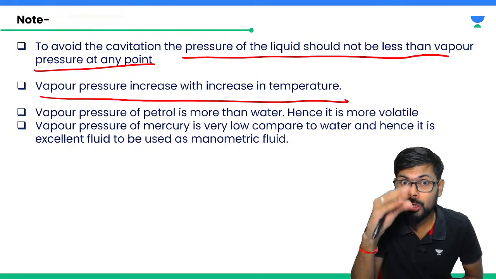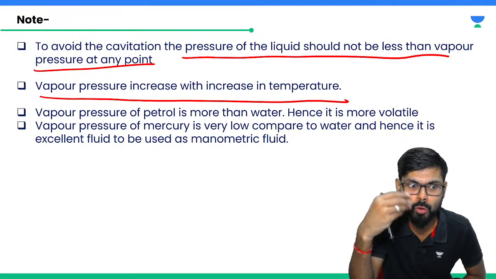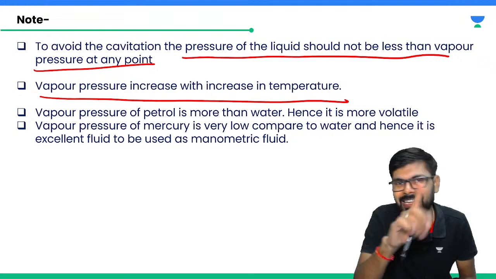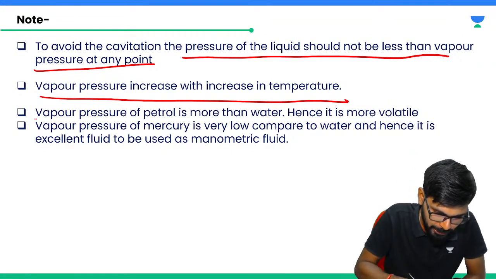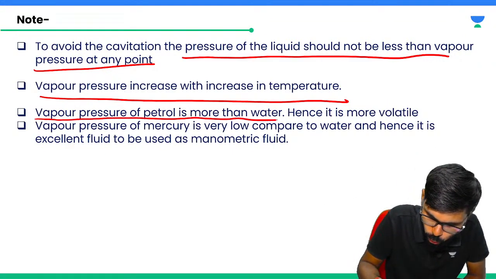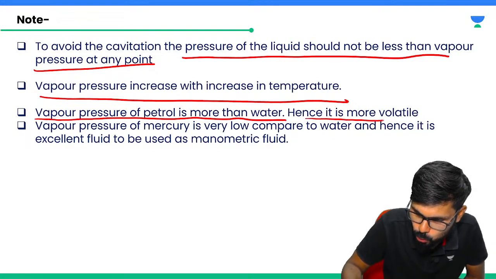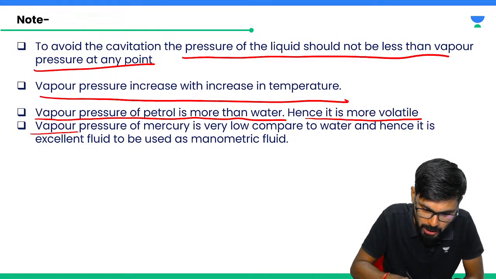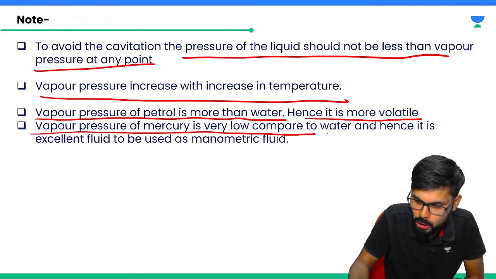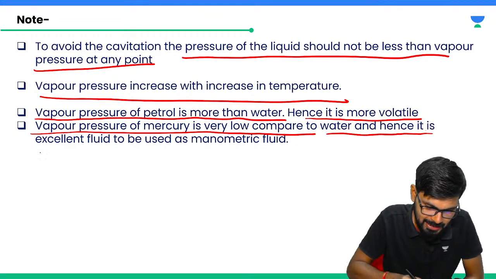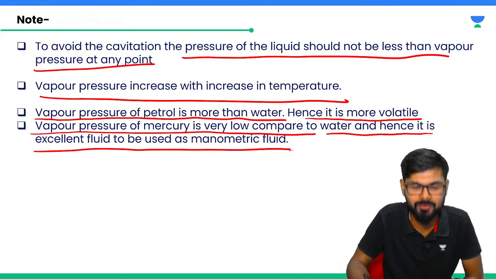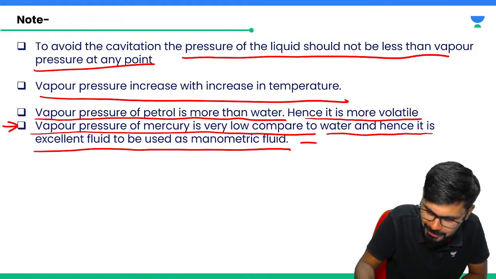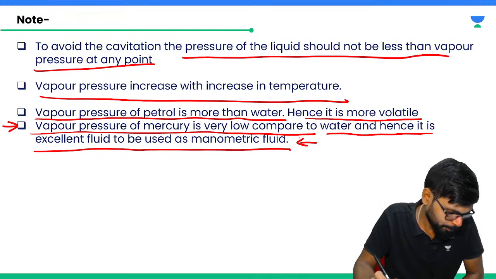that petrol is more volatile. Why? Because the vapor pressure of petrol is more than water, hence it is more volatile. Vapor pressure of mercury is very low compared to water, hence it is an excellent manometric fluid. Why? That you will understand. Just note down this point, when I discuss manometry, then you will understand.